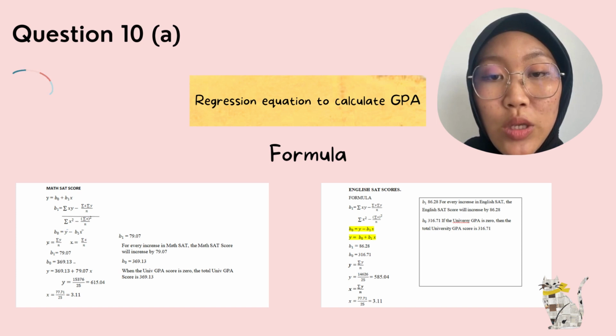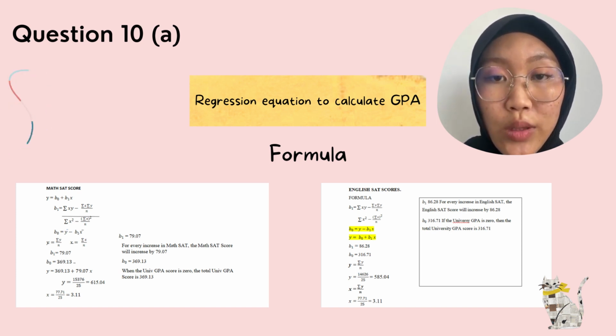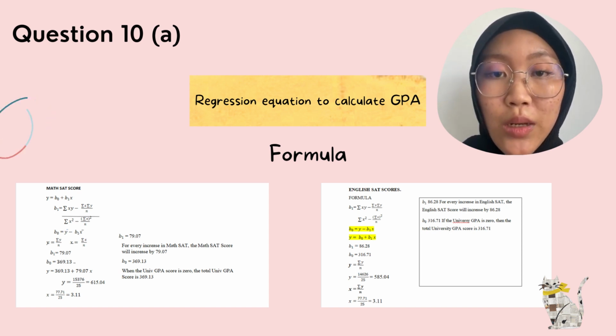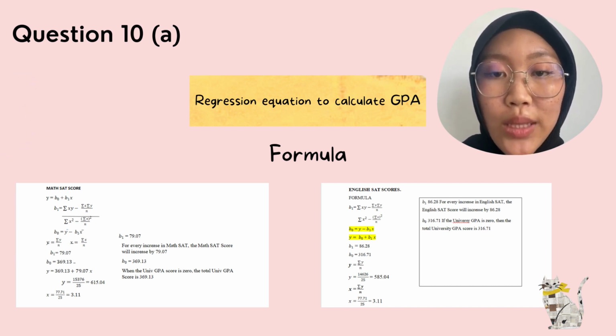And then the regression equation for maths SAT score is y equals 369.13 plus 79.07x. We will use the same calculation and formula to find the English SAT score too. So b0 for English SAT score is 316.71 and b1 is 86.28. So the regression equation is y equals 316.71 plus 86.28x.